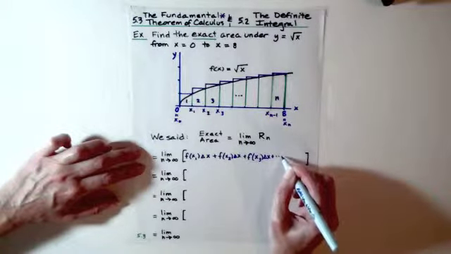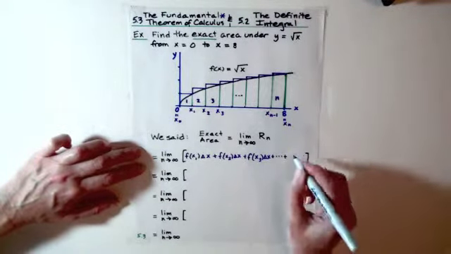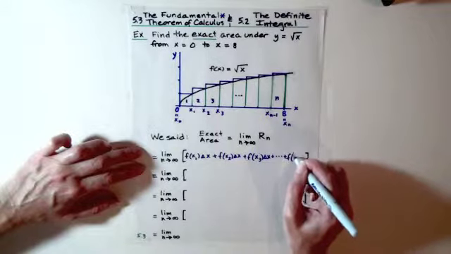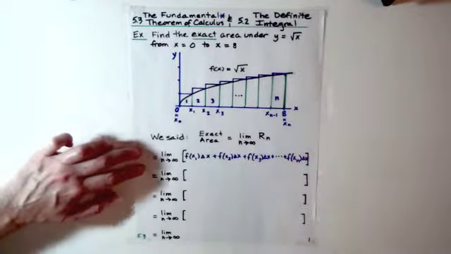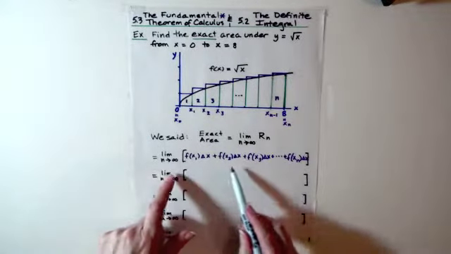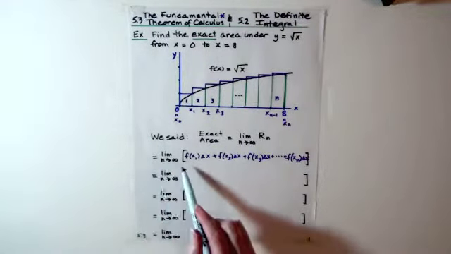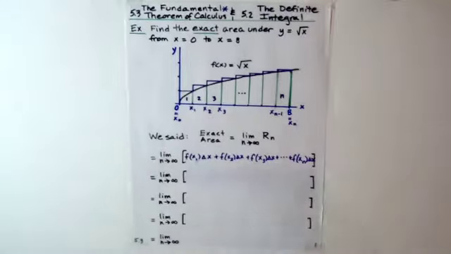We just put dots in here because we don't know how big n is. And we go all the way up to f of x sub n times delta x. And the exact area would be what we would get if we figured out what this was and then allowed n to go to infinity.